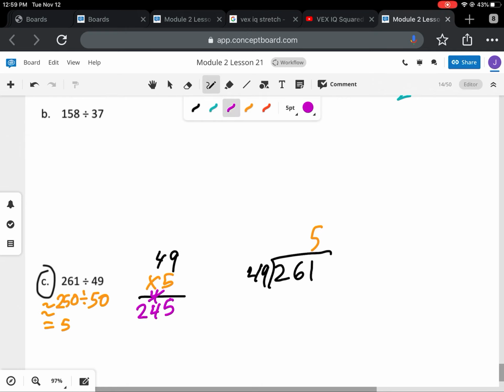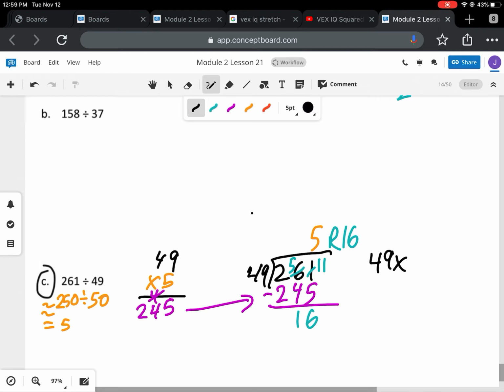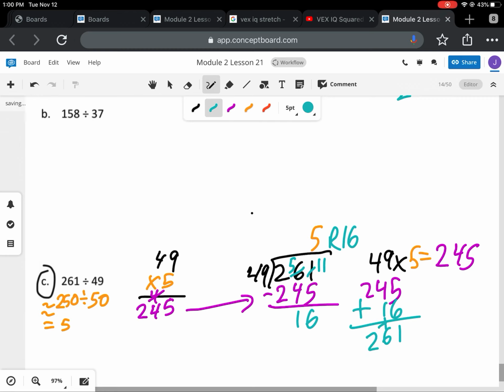So my quotient is going to be 5. What I'm subtracting is my 245. It's a little more complicated this time. This becomes 11, and then it becomes 6 here. This becomes a 5, and then I have 16 as my remainder. So 49 times 5 equals 245. 245 plus 16 gives me 261.